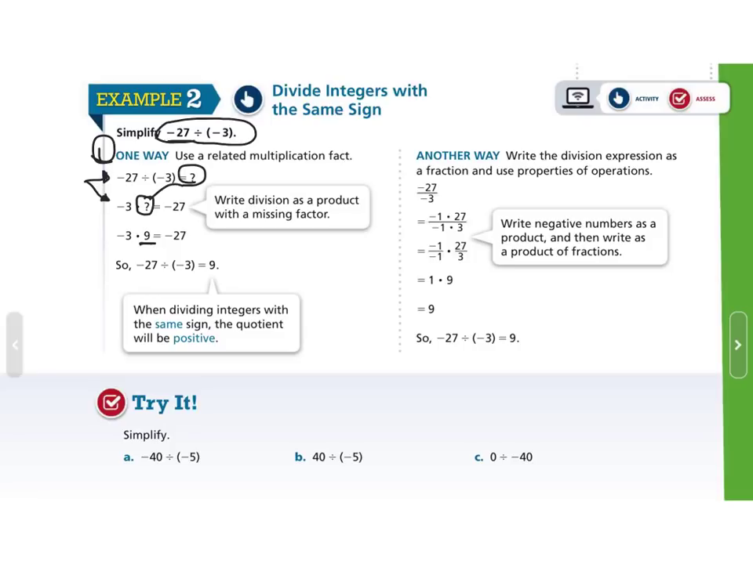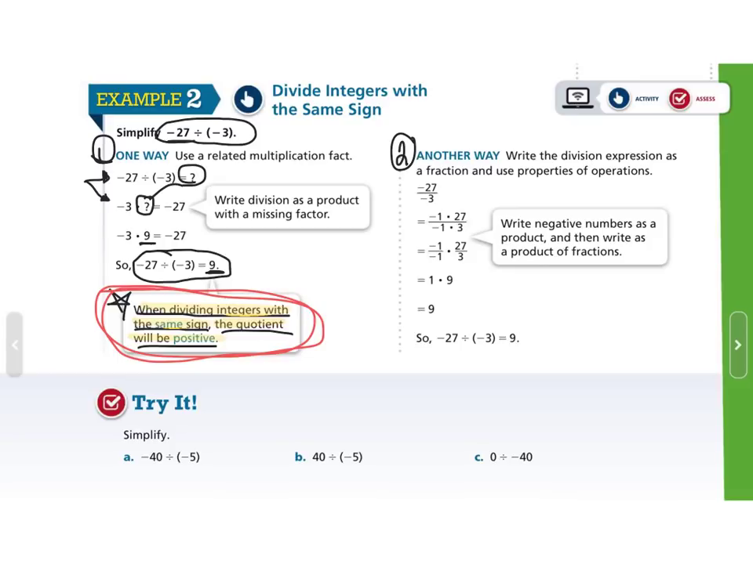That answer is 9. So when I turn this back around into its division problem, I have negative 27 divided by negative 3, and that also has to be that positive 9. So when you are dividing integers with the same sign, the quotient is positive. I'm going to go ahead and highlight that here as well.